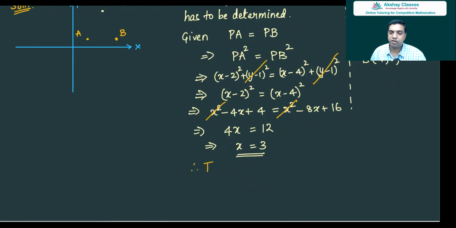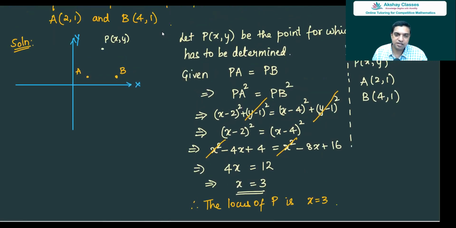Therefore, the locus of P is x equal to 3. And what is x equal to 3? It is a line. This is 1, right? 2, 2 comma 1. This is 4 comma 1. This point B is 4 comma 1. So this is 2, this is 3, this is 4. So x equal to 3 is this line.